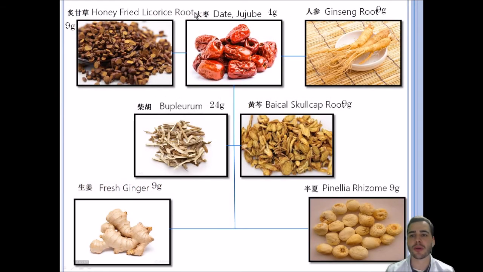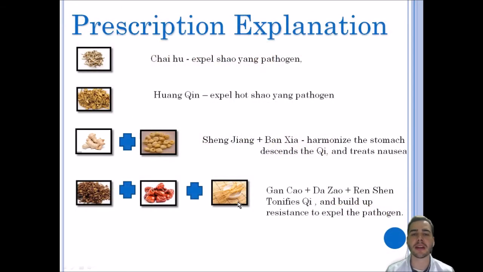The last group is going to be the ones that tonify. We are going to use 3 herbs to tonify the qi. We are going to use ginseng, Renshen. We are going to use that, a date, and Zhi Gan Cao, which is honey fried. Why honey fried? Because we want to tonify. Here the main reason to use these 3 herbs is to tonify the qi.